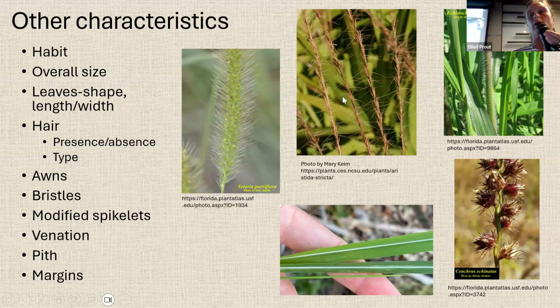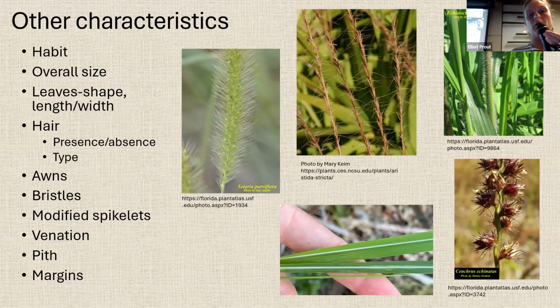So awns are extensions typically of the lemma or the palea, and they're almost like a long hair sticking off. So the 3-awn grasses, like wiregrass, have, you guessed it, 3 awns. And as many of them dry, those awns start off straight and then end up sort of contorting and curling away, which gives it that appearance that you see there.